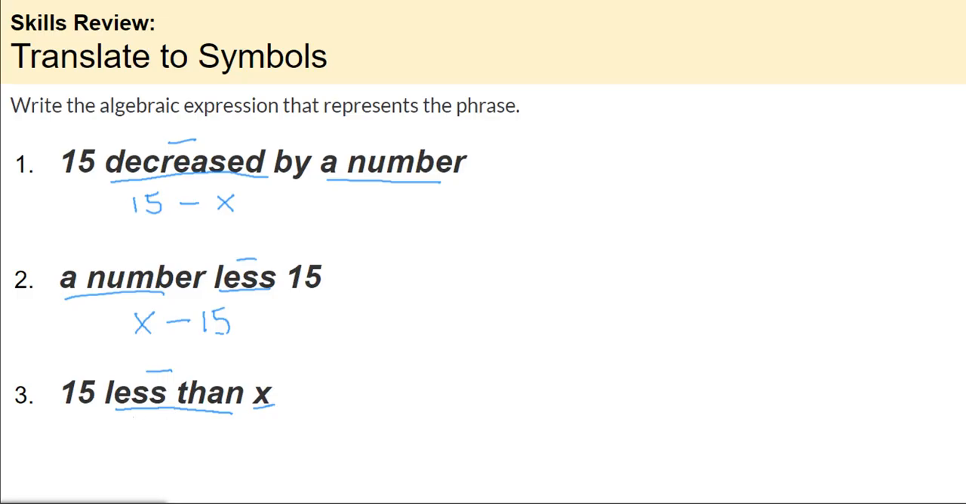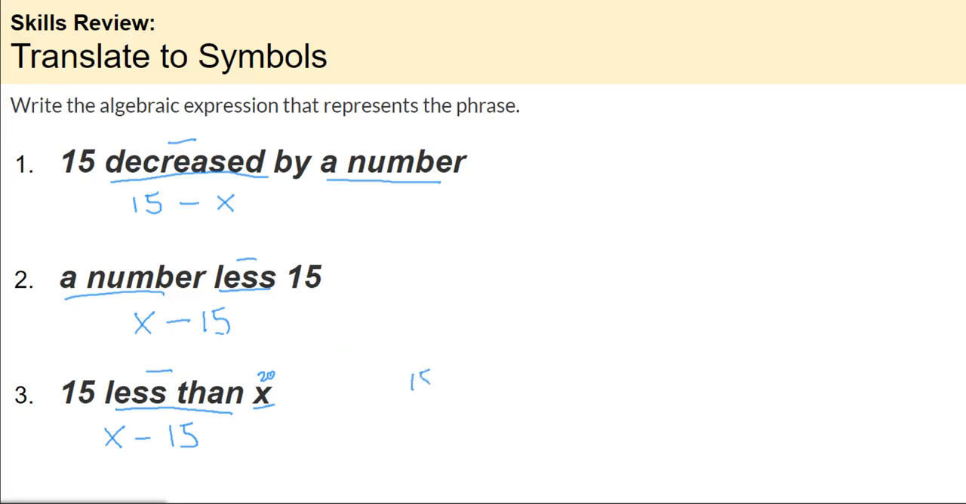All right. Remember, this is a tricky one. Less than is a tricky word. It's actually called a turnaround word. Remember, order matters with subtraction. So this is actually not 15 minus x like the one on top, just because 15 comes first. It's actually x minus 15. Now think of it like this. What is 15 less than? Let's create a number, 20. What's 15 less than 20? Well, if I have 20 and 15 less of it, it would be 5.